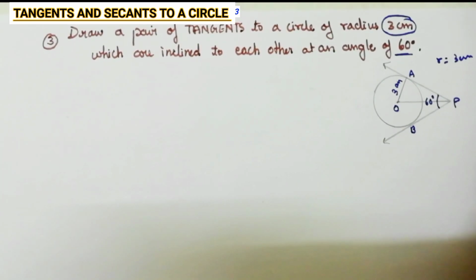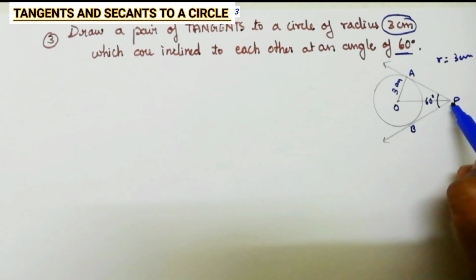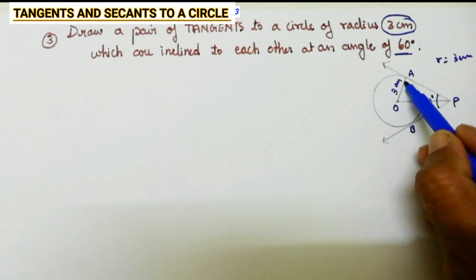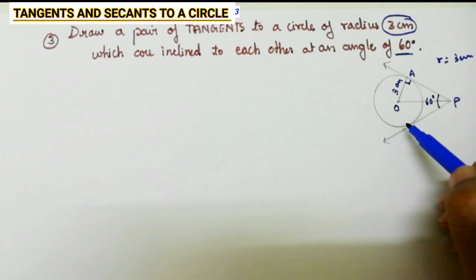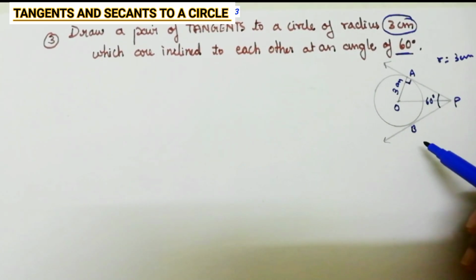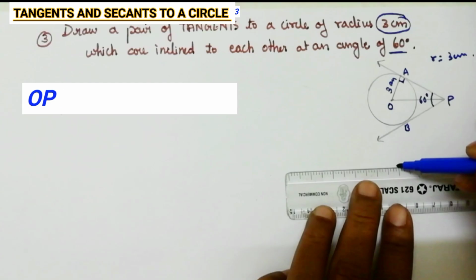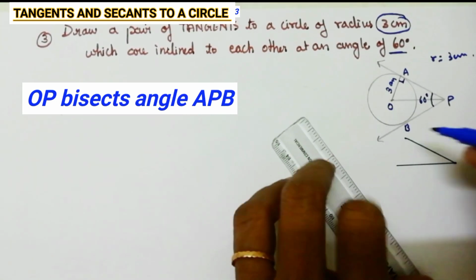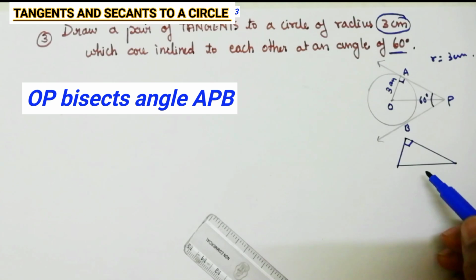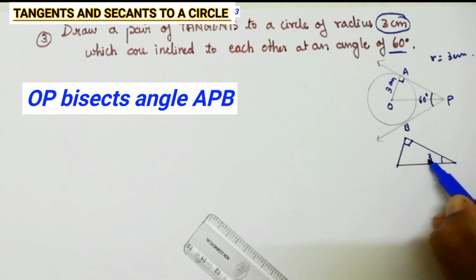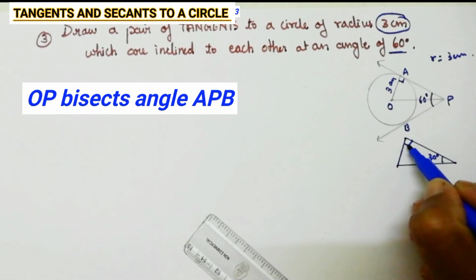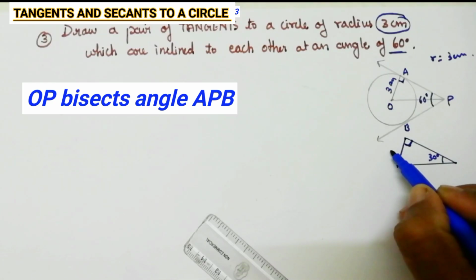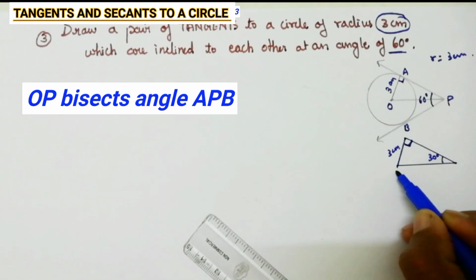This time we can observe one thing. The distance between O and P is not given. So we can go on with trigonometry here to find the OP value. We can take the triangle with 30 degrees, right? I'm just showing the triangle separately. Here it is angle 30 degrees. This is 90, and here 3 centimeters. This is OP.